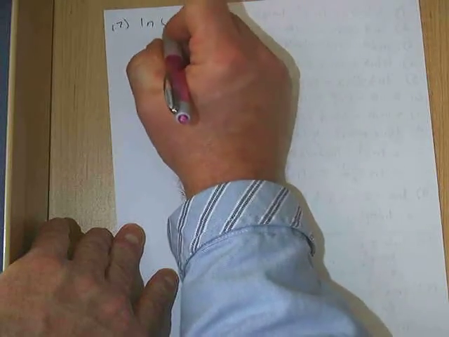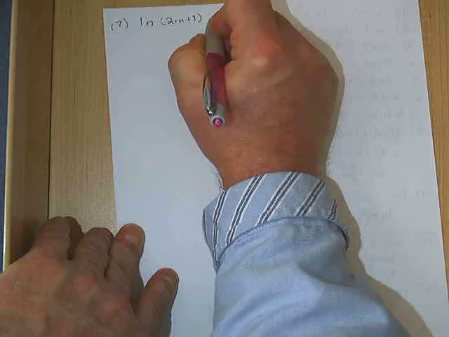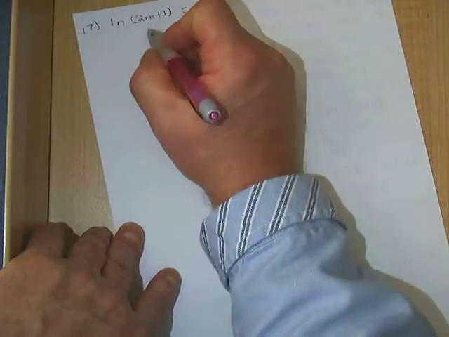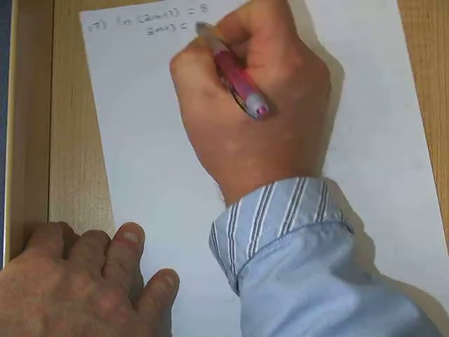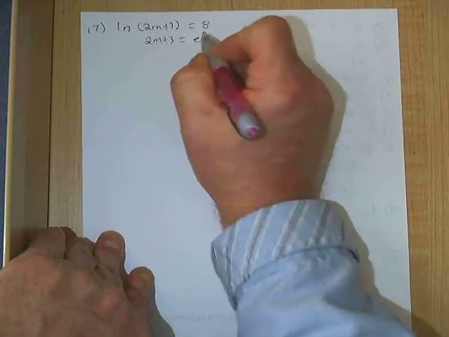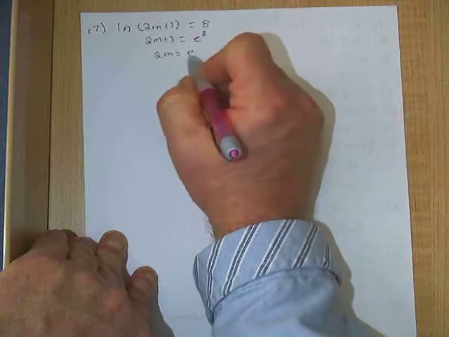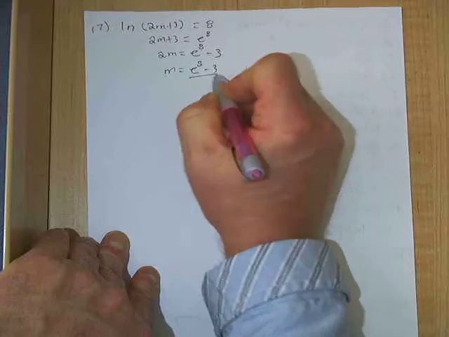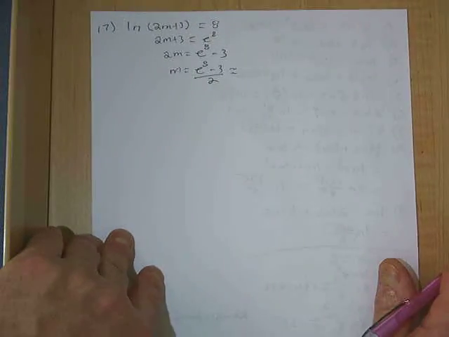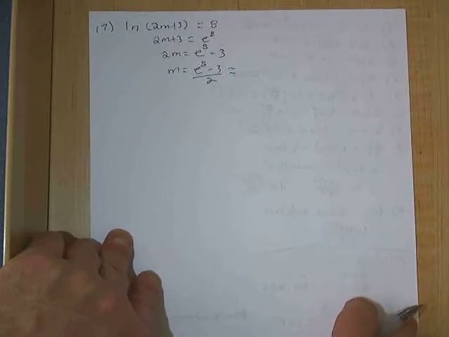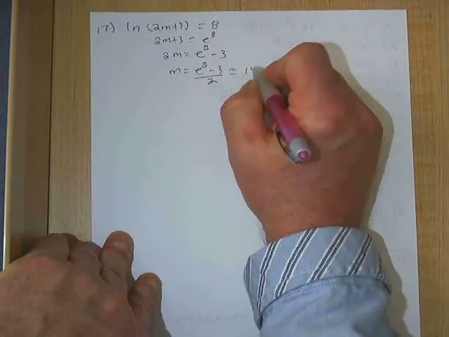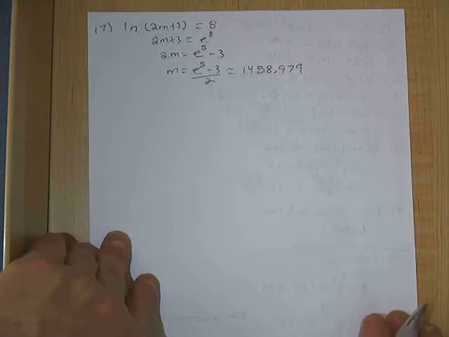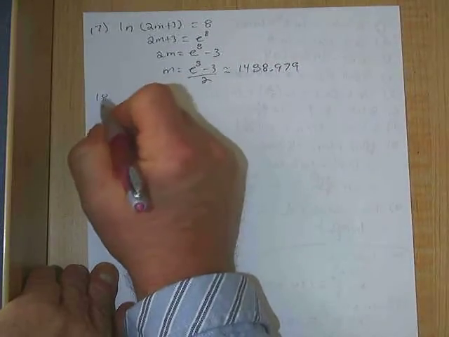17. The natural log of 2m plus 3 equals 8. Again, all of this is in parentheses, so I can go right to 2m plus 3 equals e to the 8th. Subtract 3. 2m equals e to the 8th minus 3. Divide everything by 2. E to the 8th minus 3 over 2 equals approximately 1488.979, I do believe.